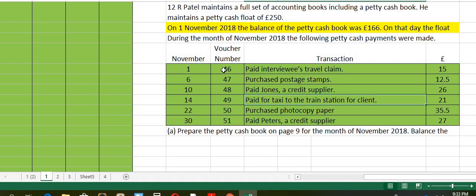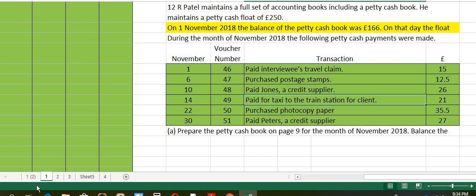Now let's read this question. This is a 2019 January past paper, question number 12. R. Patel maintains a full set of accounting books, including a petty cash book. He maintains a petty cash float of 250. So as we learnt in the previous lesson, 250 is a fixed amount which should be maintained by the petty cashier. On 1st November 2018, the balance of the petty cash book was 166.